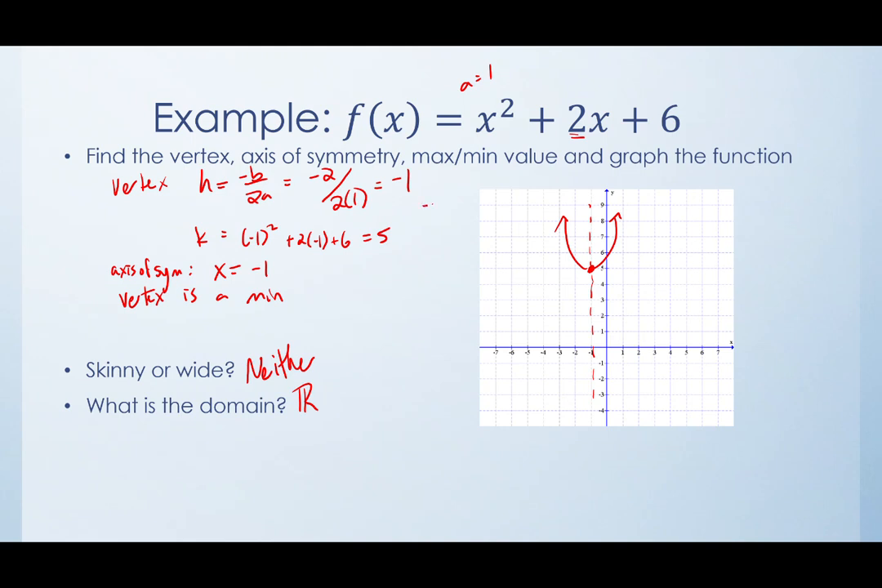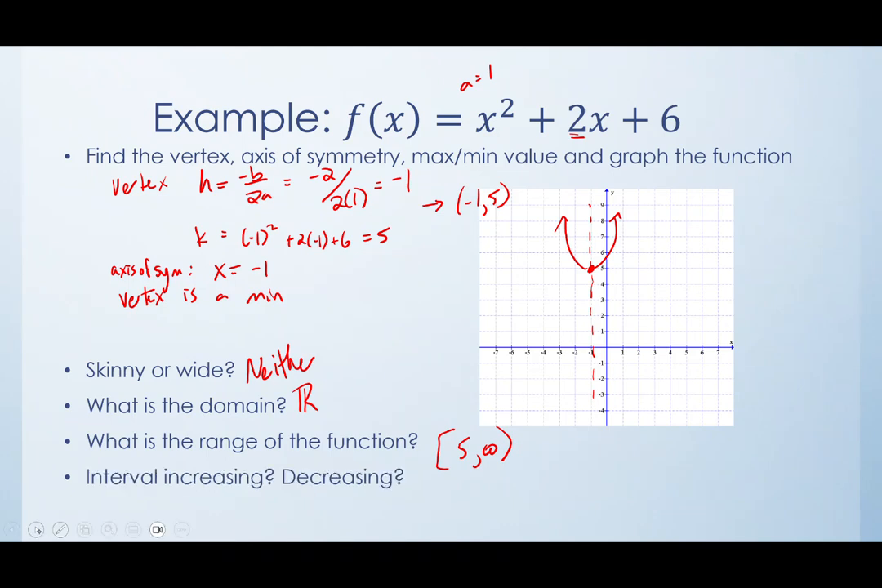Right, so I forgot to write our vertex. Negative 1, comma 5. There we go. And what's the range of the function? Of course, our lowest point is at 5, and then we're going up to infinity. So 5 with a bracket because it's included, up to infinity.